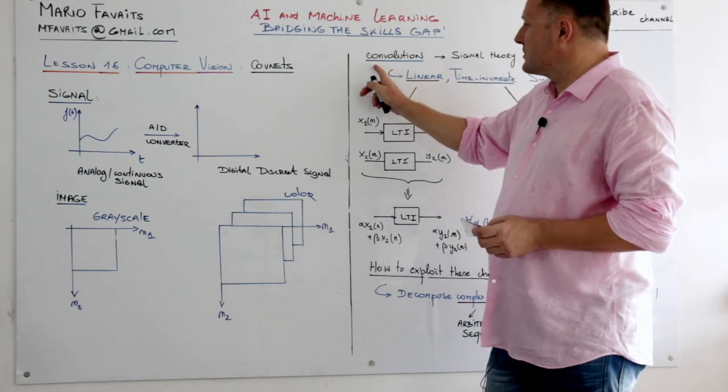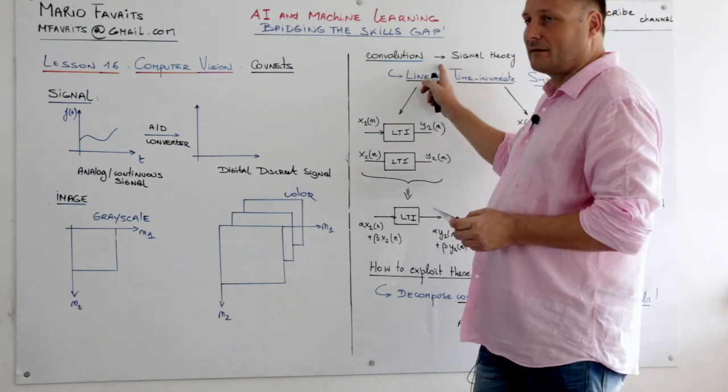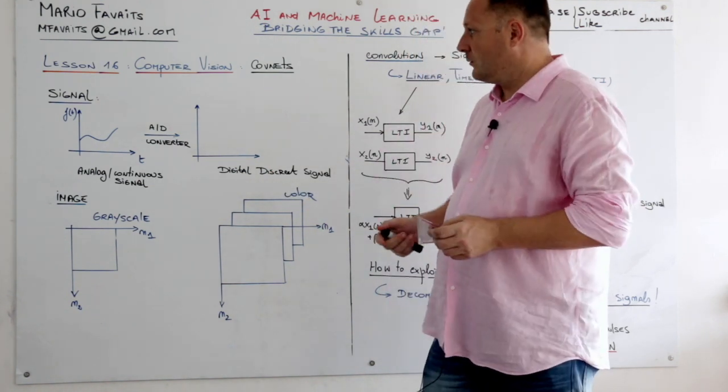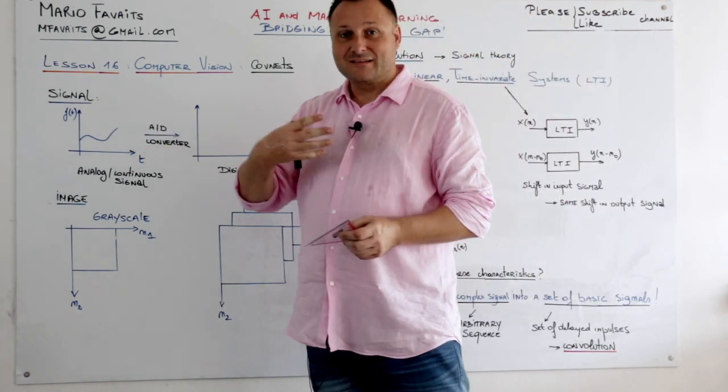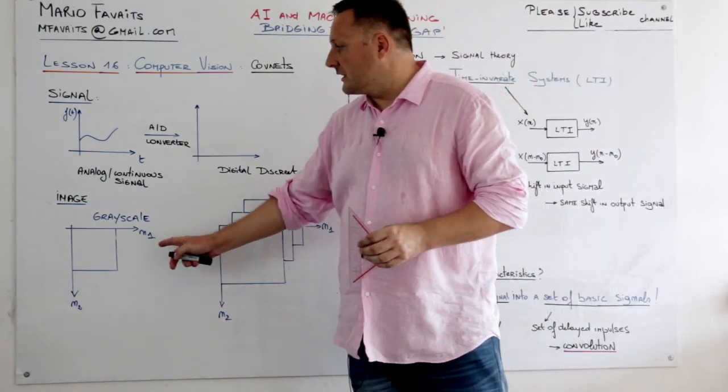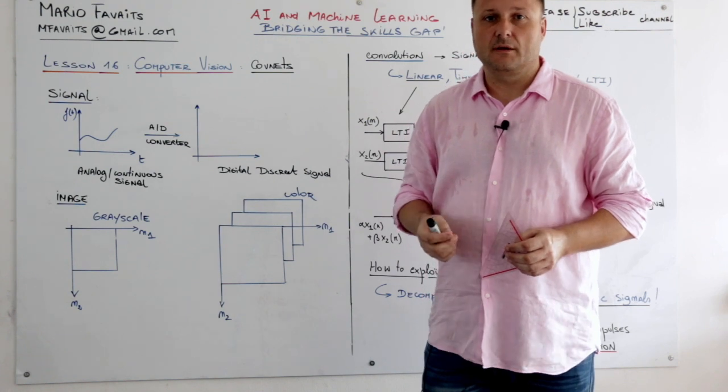Okay, so before we jump into what convolution is and signal theory, I'm gonna define two topics. One is a signal. What is a signal and what type of signal do we use? And the second one is how do you represent an image?